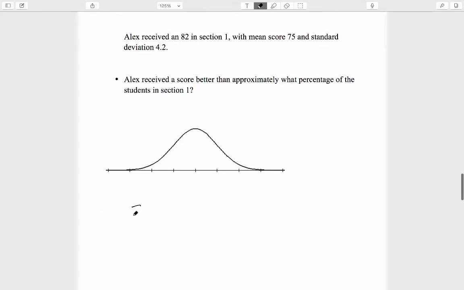First, let's find how many standard deviations above the mean Alex scored. A raw score of 82 in a class whose average was 75 with a standard deviation of 4.2 is approximately 1.67 standard deviations above the mean. When we go and look up 1.67 in the table, it turns out that this probability is 0.4525. There's a 0.4525 probability of scoring above the mean but below 1.67. Now, the answer is not 0.4525. This 0.4525 pertains only to the region above the mean but below the cutoff.